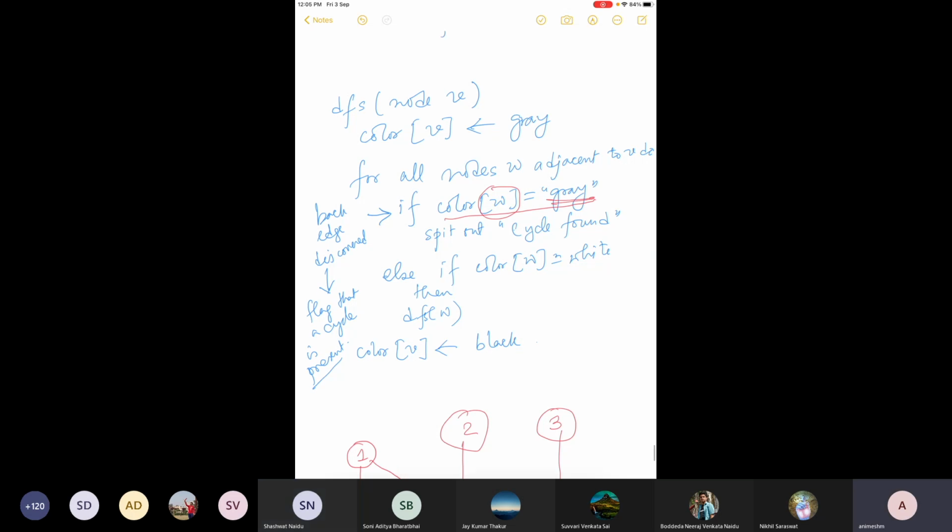So what are we telling? That V has a node W in its adjacency, which is gray. That means W is also an ancestor of V. You started with an assumption that V is an ancestor of W. Now you are seeing that W also is a potential ancestor of V because it's already gray.